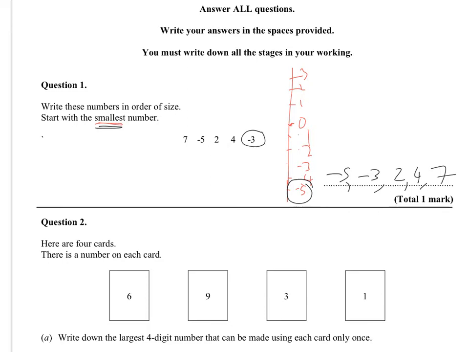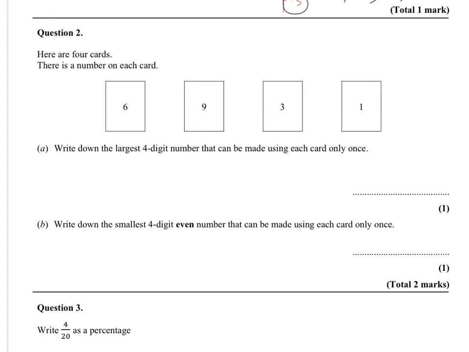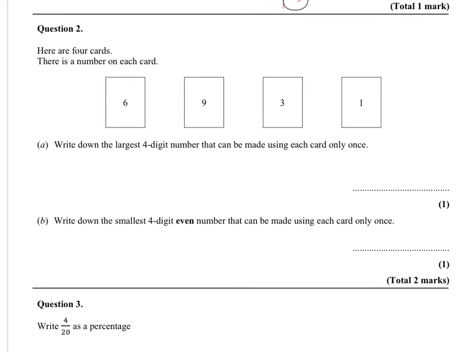Let's go to the second question. It says here are 4 cards. There's a number on each card. Part A asks us to write down the largest 4-digit number that can be made using each card only once. Well, we want to give the biggest number the largest place value. So to make the biggest number, that's going to start with a 9 in the thousands column. The next biggest number is 6, then 3, then 1.